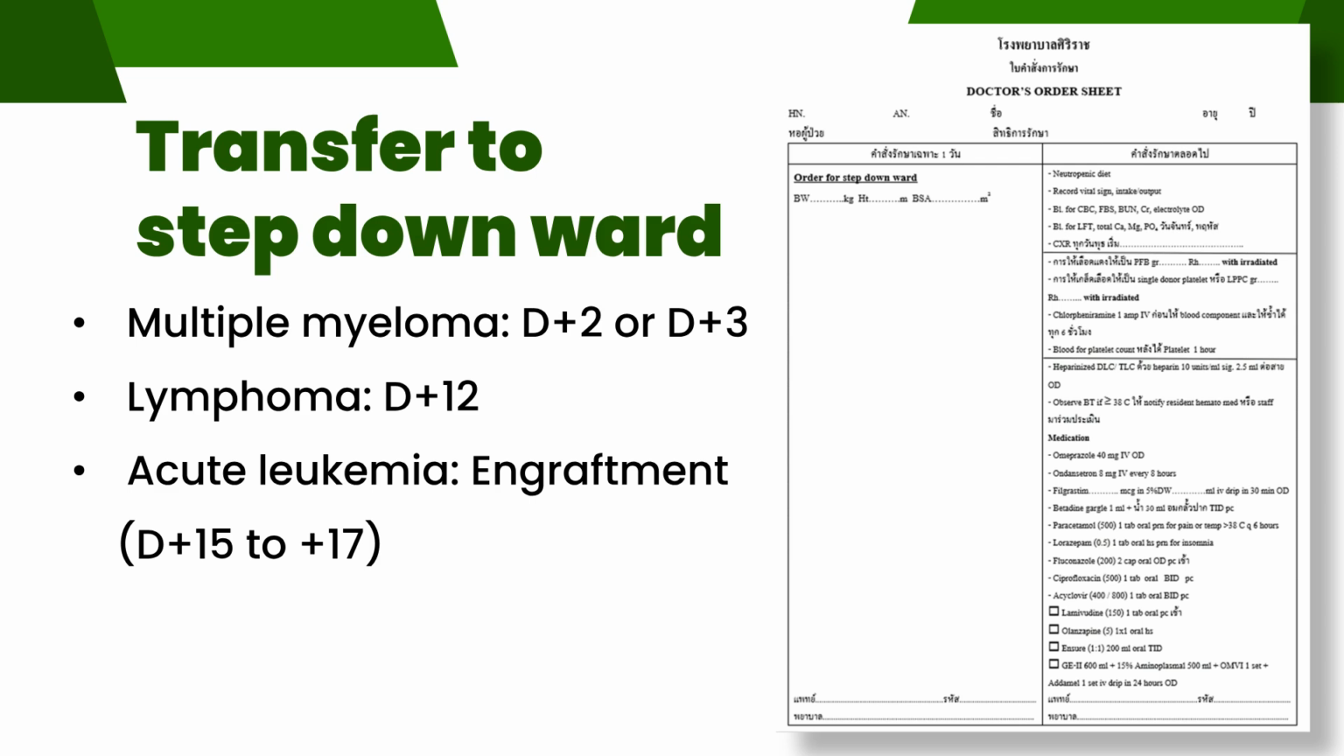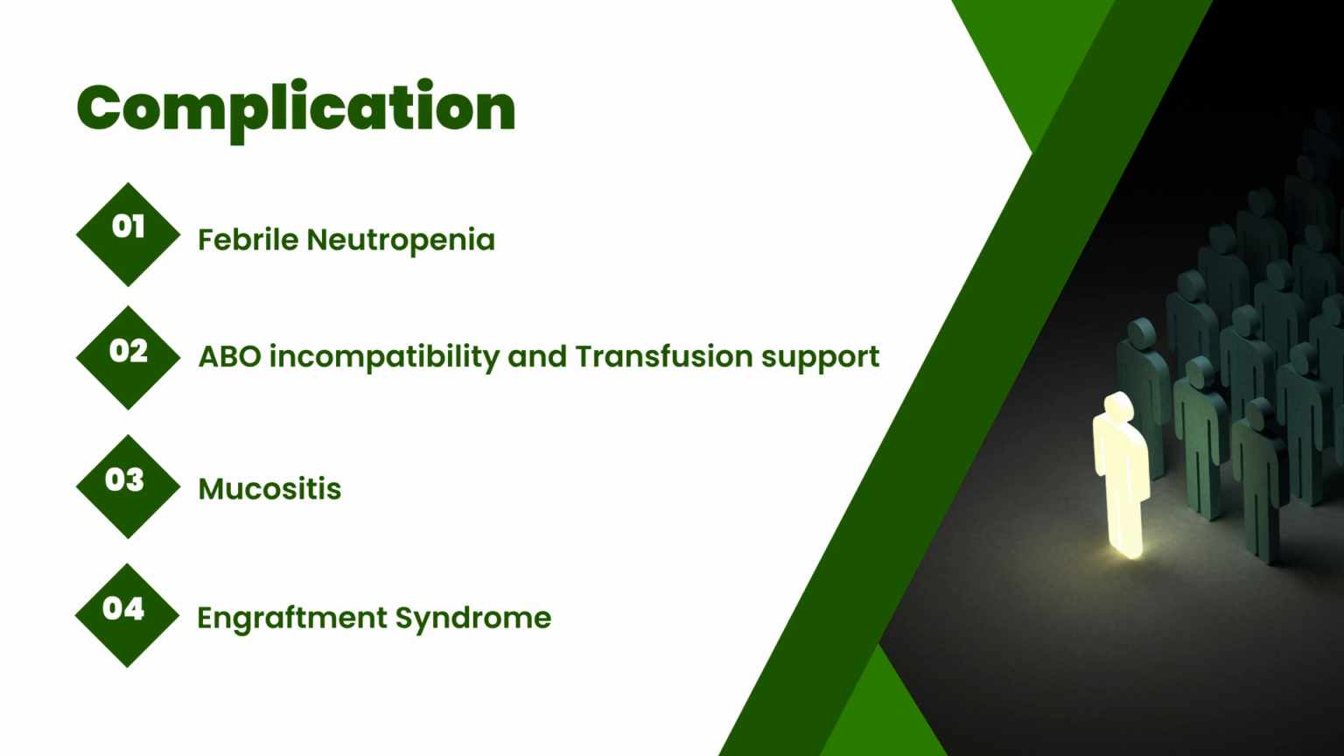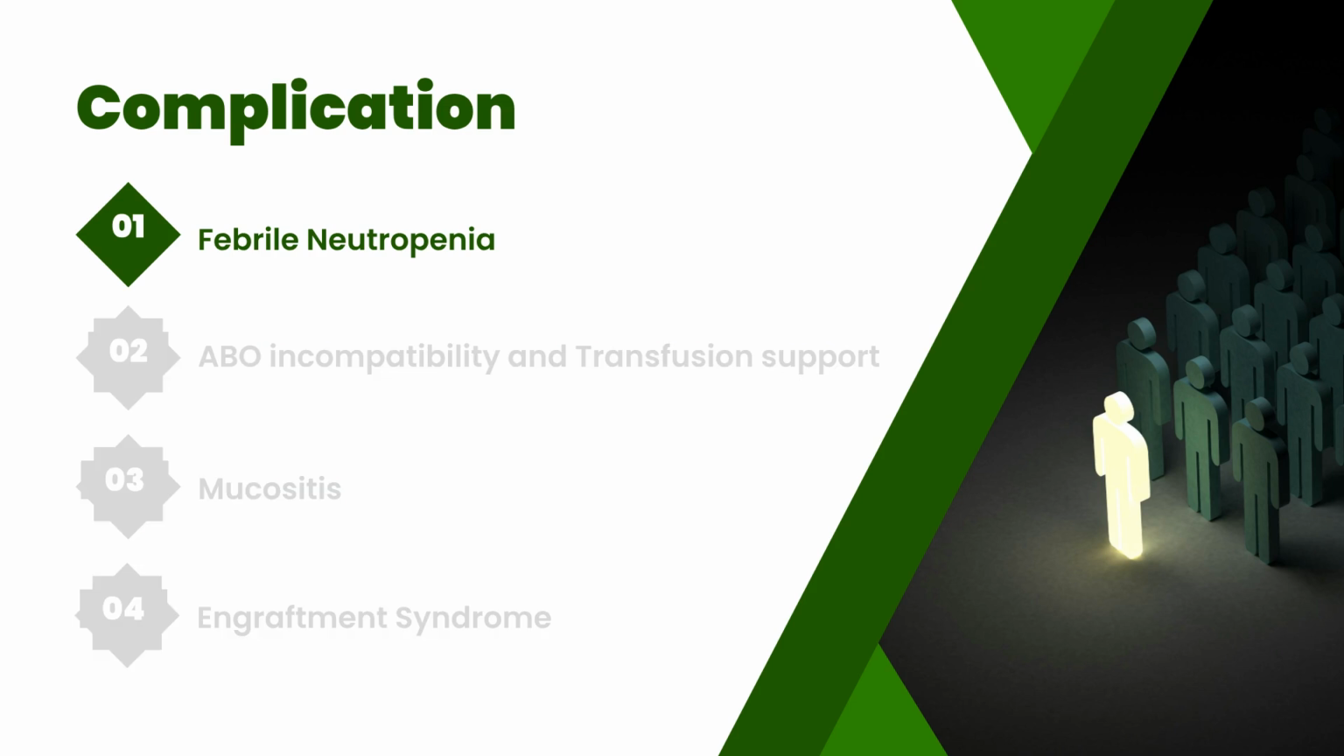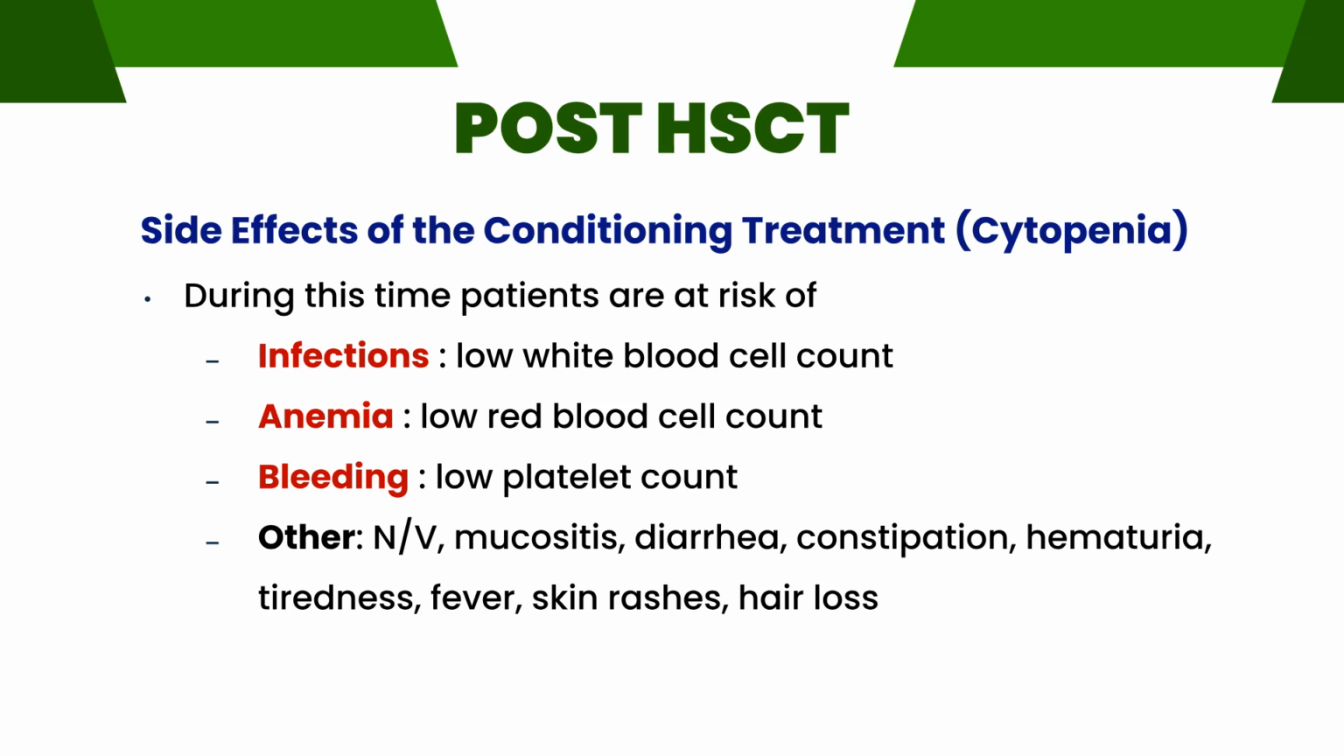The timing for transfer to the step-down ward varies. For multiple myeloma, it is D+2 or D+3. For lymphoma, D+12. And for acute leukemia, engraftment usually D+15 to D+17. Complications that may arise after HSCT include febrile neutropenia, ABO incompatibility, and the need for transfusion support, mucositis, and engraftment syndrome. The first complication we will discuss is febrile neutropenia.